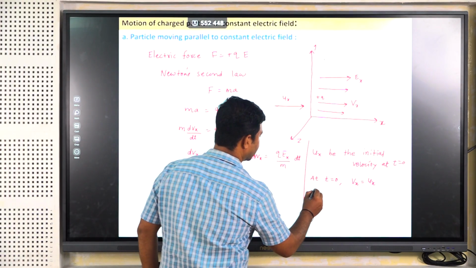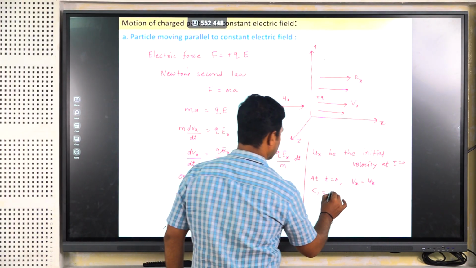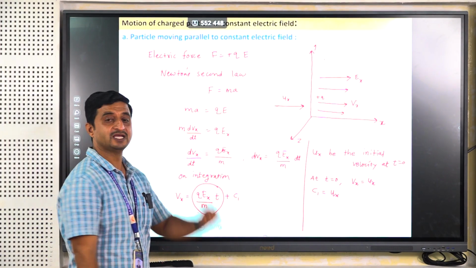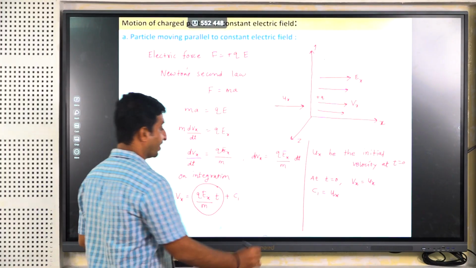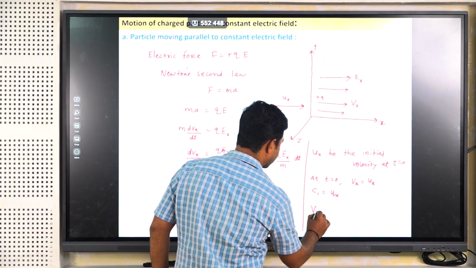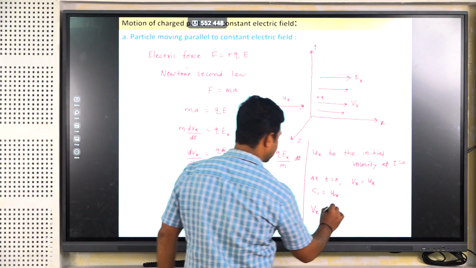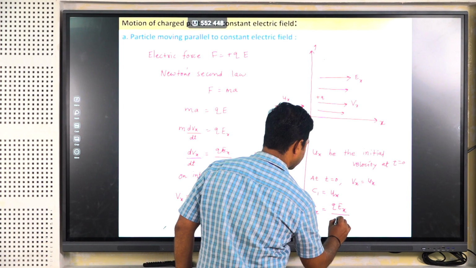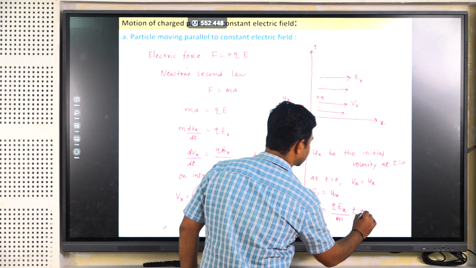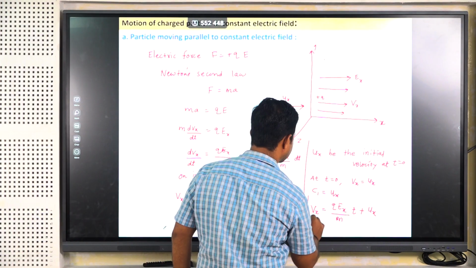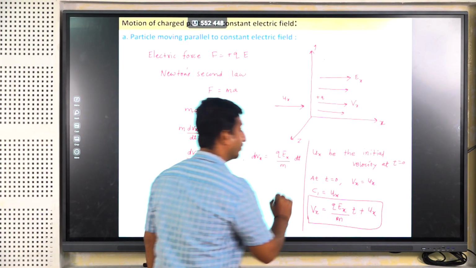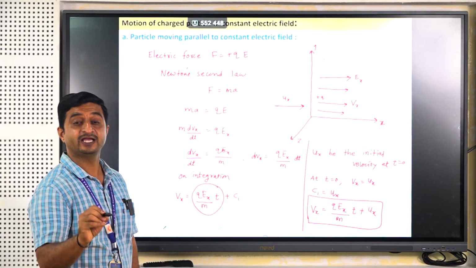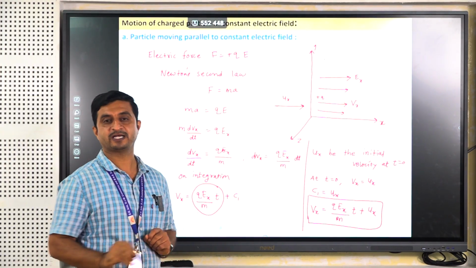So we get c1 is equal to ux. So the value of c1, that is the constant of integration, is the initial velocity ux. So finally the velocity of the charged particle in the electric field is qEx upon m t plus ux. This is the velocity of the charged particle which is moving in the electric field, but that electric field is parallel to the charged particle.